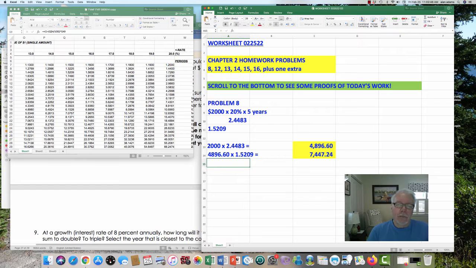That's our answer. If this man's forecast is accurate, he can grow it at 20% after buying it for $2,000. If he can grow it for 5 years at 20%, it'll be worth $4,896.60. Then he takes that card and grows it for 3 more years at 15%. It should be worth $7,447.24. Okay? The next problem I asked you all to do was problem number 12.